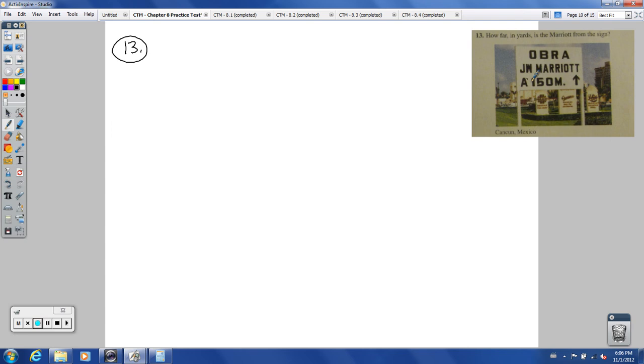I was going to say Mexican, that must be Spanish. Okay, Obra. The JW Marriott, this is 150 meters. So how far in yards is the Marriott from the sign? There's this Marriott hotel, it looks like, here in Cancun, Mexico. So 150 meters. We just basically had to pick out that this is 150 meters, okay. And we want to change this to yards. And so we're going to say this over 1. And let's see if they got a conversion for yards.